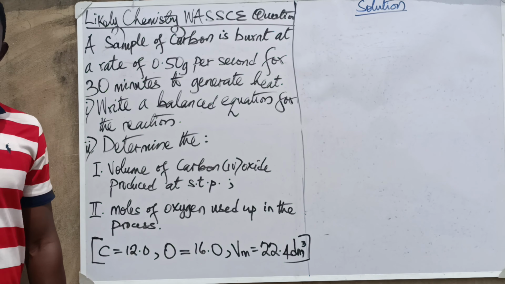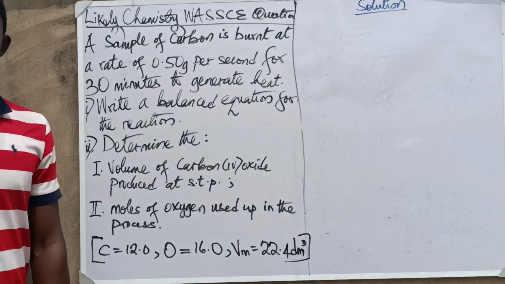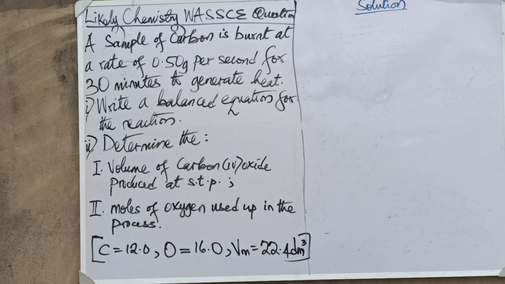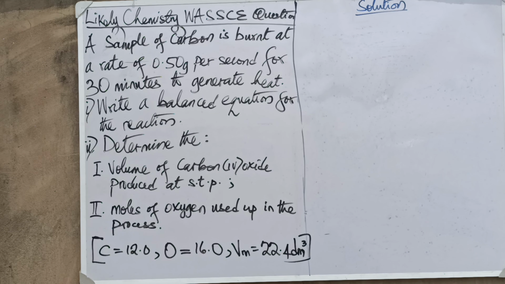Yes, we'll have a likely chemistry question, a theory question at that. And it goes thus. A sample of carbon is burnt at a rate of 0.50 grams per second for 30 minutes to generate heat. 1. Write a balance equation for the reaction.